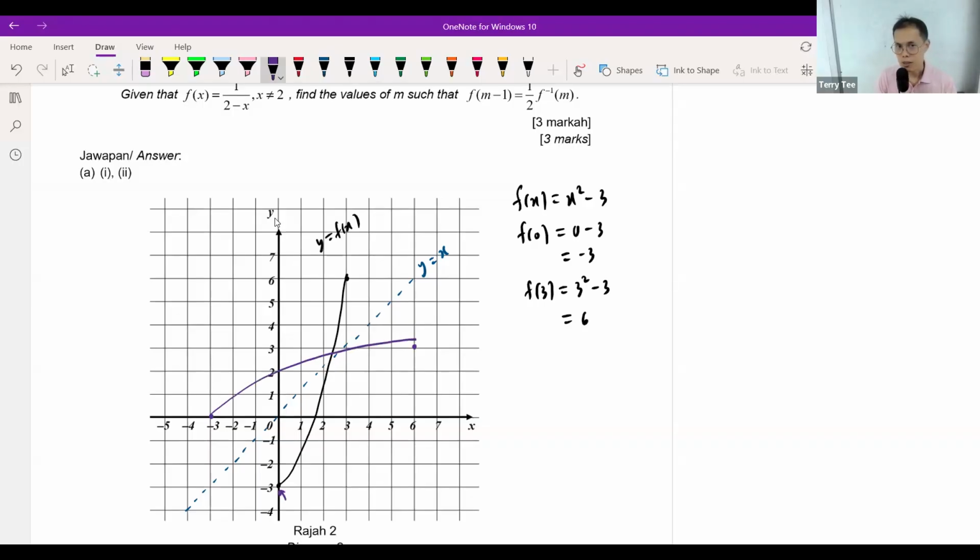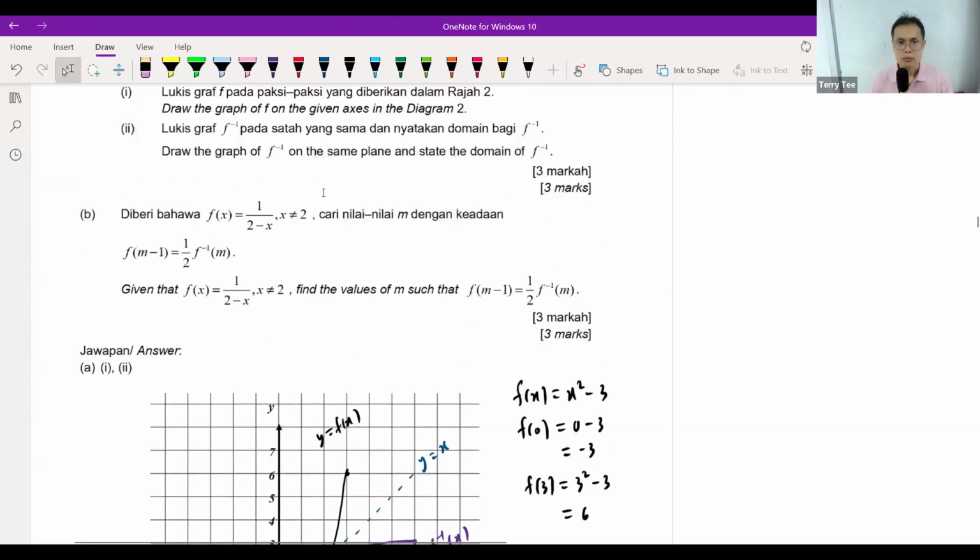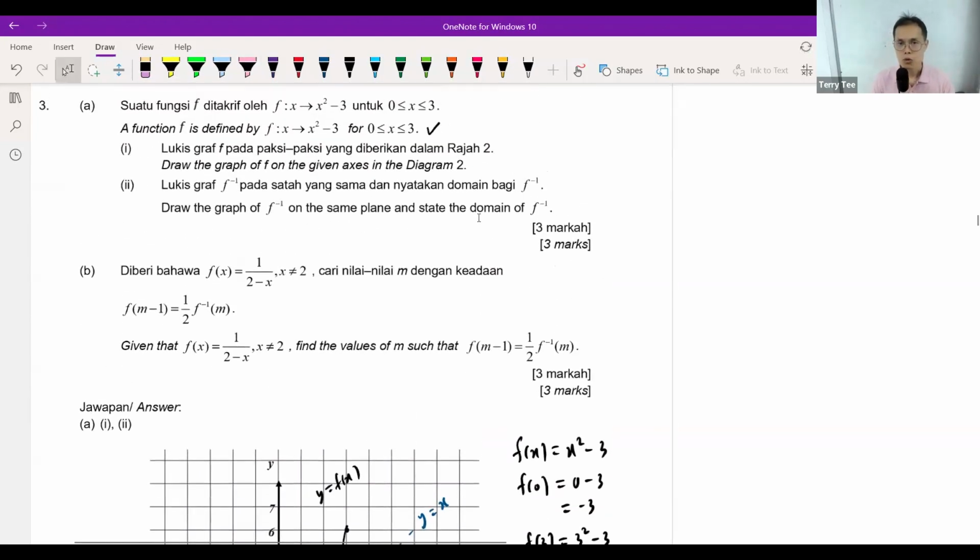Now notice that all three must meet at the same point here. My graph is okay, can be better. So this is y equals f inverse x, and we are done. So the first graph is not difficult. We still need to state the domain of f inverse.